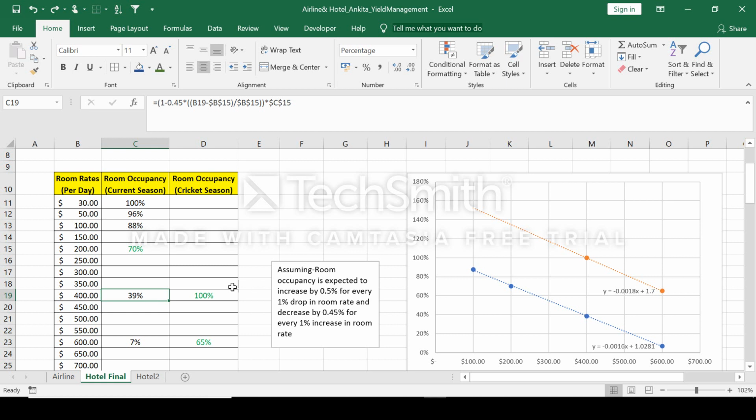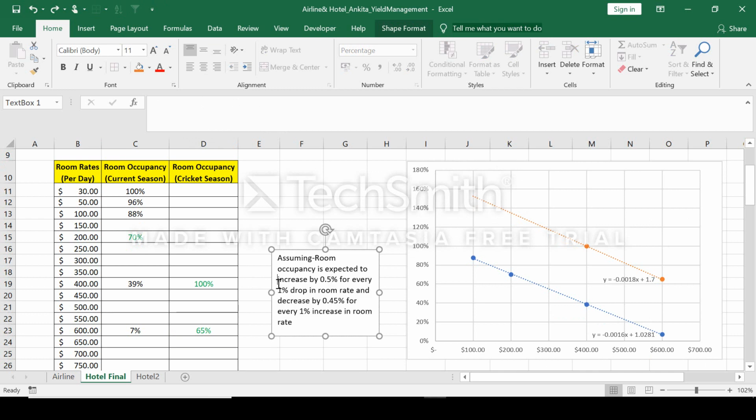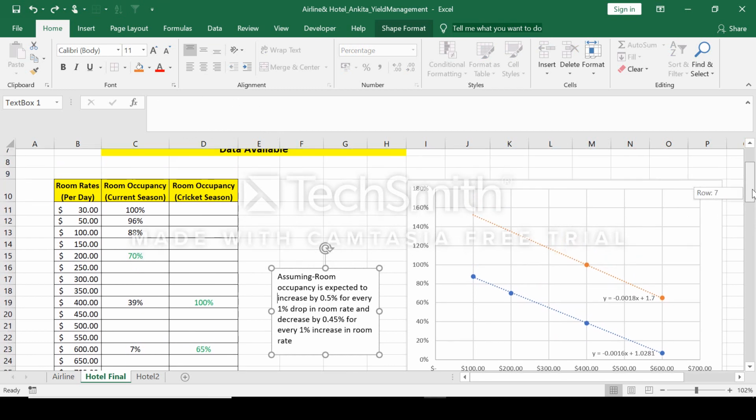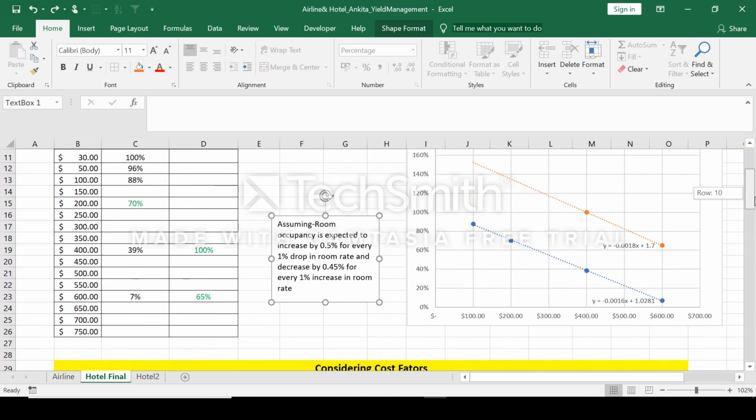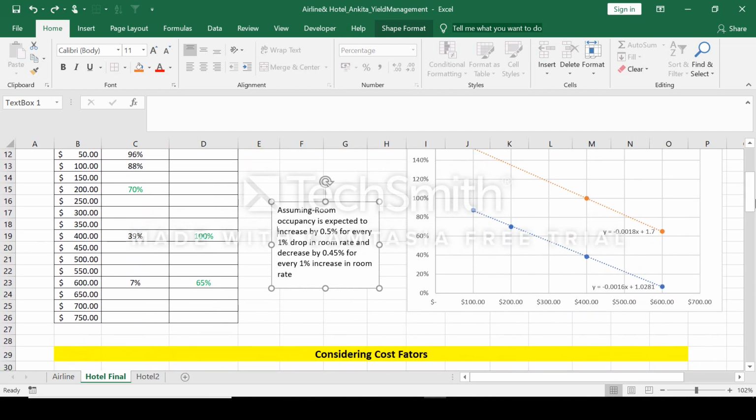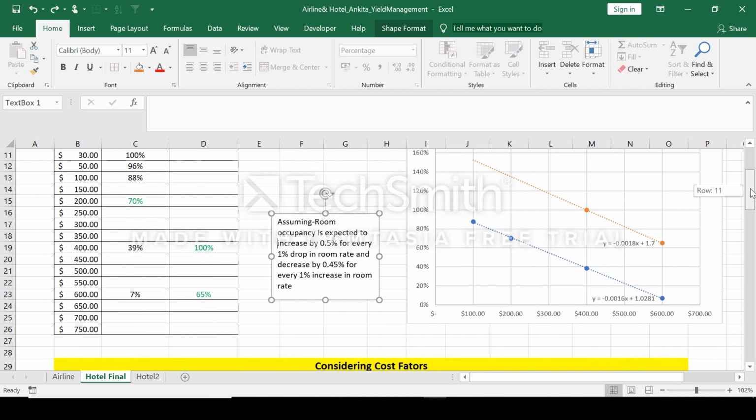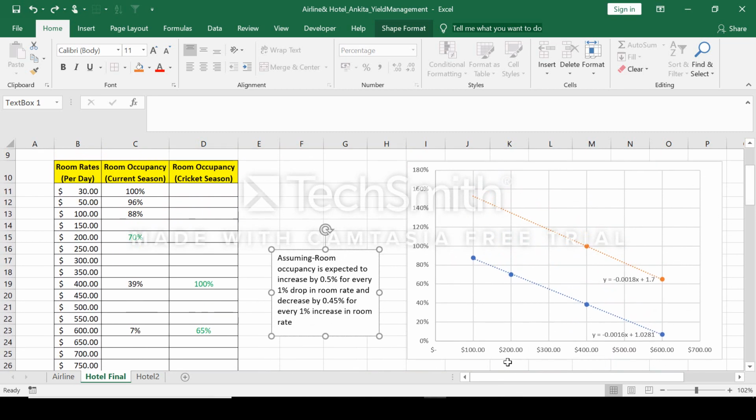For room occupancy we already have two data points, 100% and 65%. The rest are calculated using this assumption. So we can get the demand line using the two data points. Two data points are enough to get the trend line of the demand against the room rate.